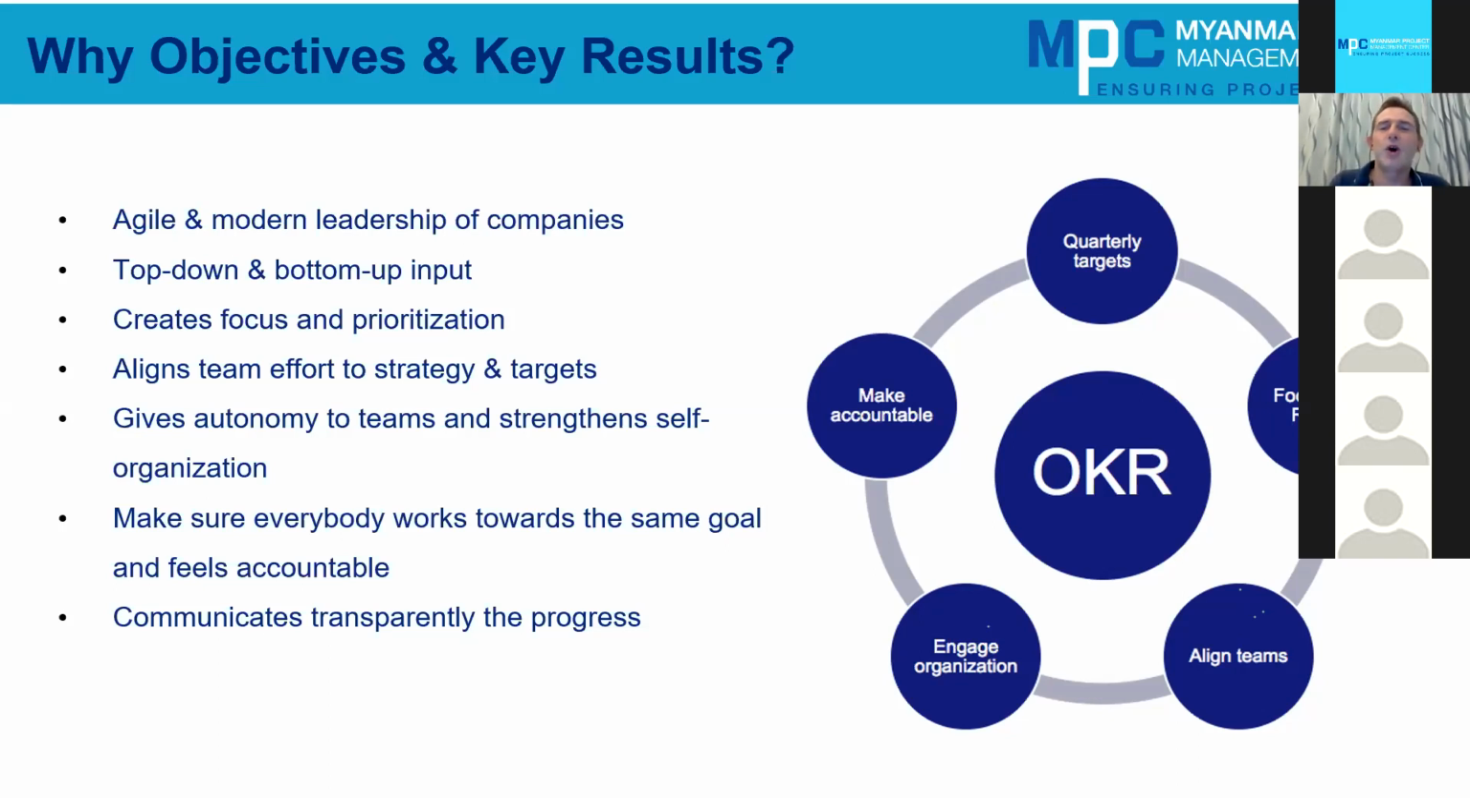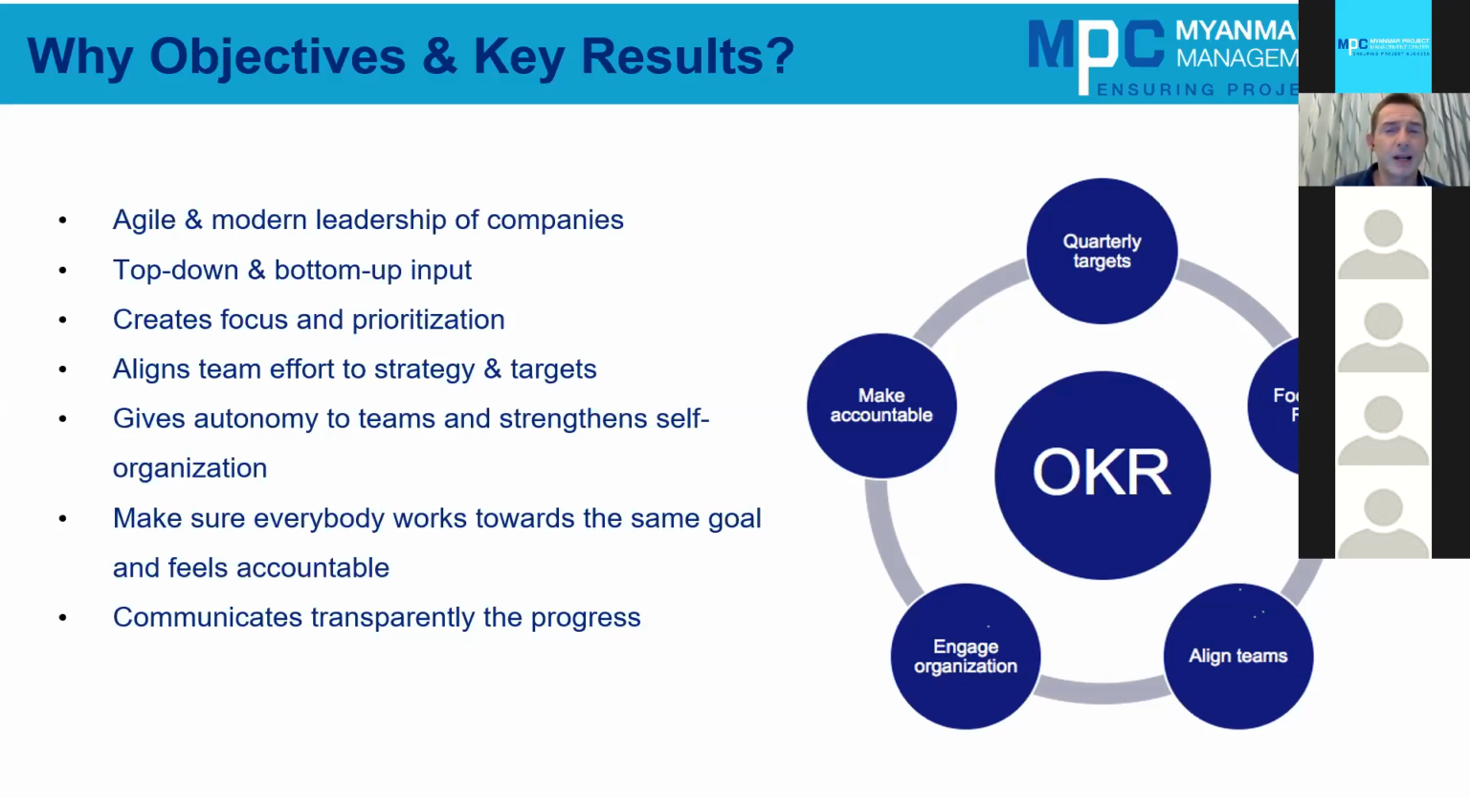Does anybody know how many objectives maximum we should do in 1 quarter? I will write the question in the chat. You can think about it. Okay, 3 is good. Yes, 3 to 5. So we have some people who really know OKR a little bit. So in 1 quarter, we should focus on 3 to 5 objectives.